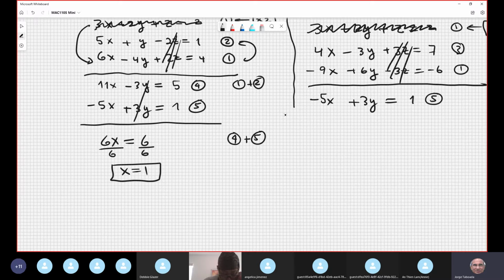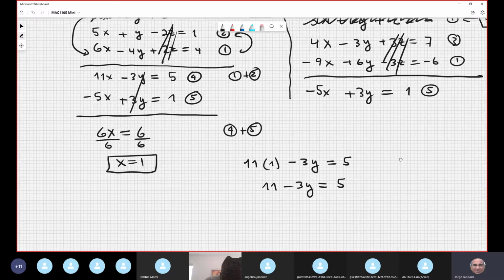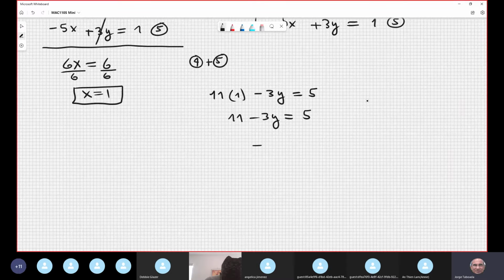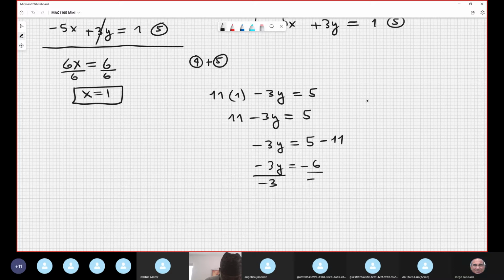Very, very good. If you want to find the next variable, well, I select the equation 4 or the equation 5. In my paper, I select equation 4. It's 11 times 1, because x is 1, I know that, minus 3y equal 5. 11 times 1 is 11. Okay, now solve for y. Linear equation, only one unknown, y is super easy. Minus 3y is equal 5 minus 11, okay, negative 6, divided by negative 3 both sides, y is 2.